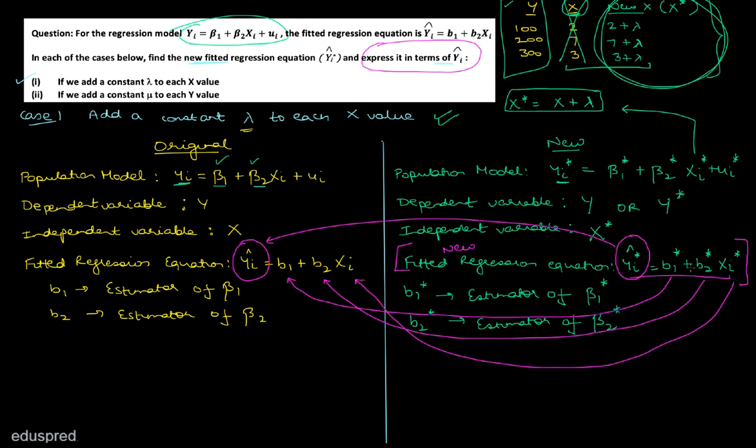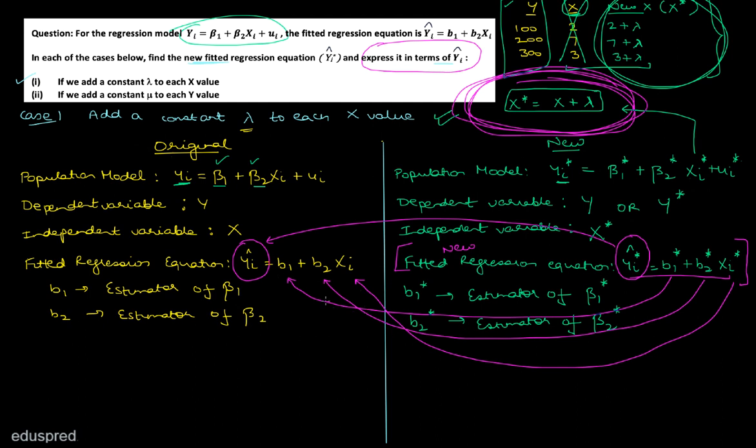If you are able to find a relationship between these three and these three, then automatically we will have some relationship between yi star hat and yi hat. Out of these three relationships, we do not have to worry about the relationship between xi star and xi because we have already found that. So we just need to figure out the relationship between b1 star and b1, and b2 star and b2. So let's see how we can do that.